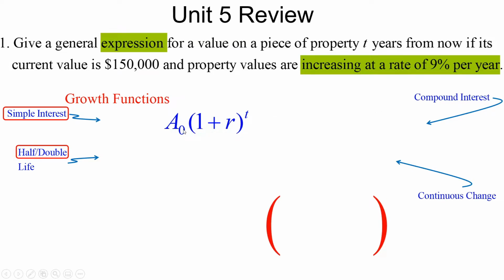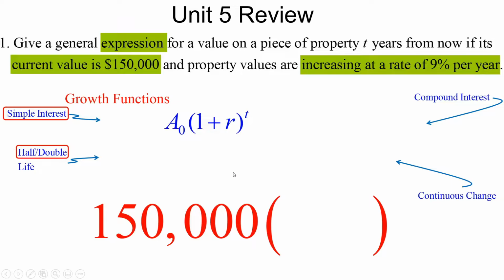A sub 0, what are we starting with? On a piece of property t years from now if its current value is $150,000. And there you go. All right, and then I need my growth factor, 1 plus r. There's my 1. Now what's my growth rate? It is 9%. So I have to add 9% to my 1. All right, and I do that.